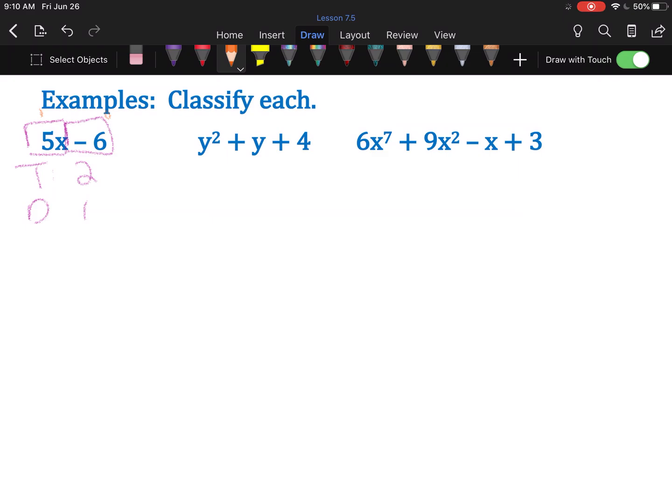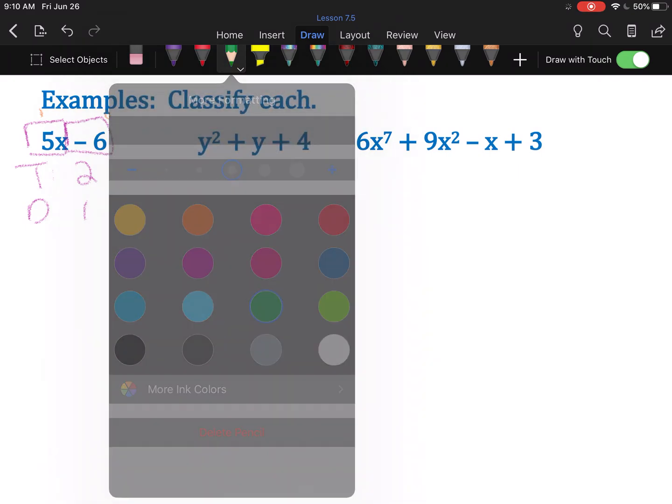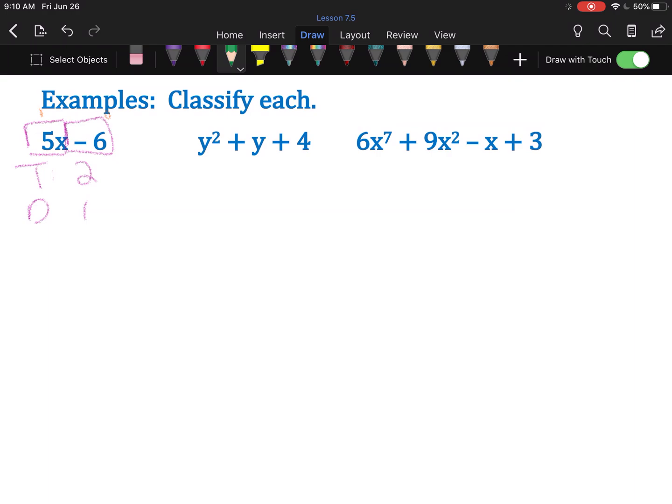So how would we classify this? What would we call it? Okay, it is a linear. Degree 1 is linear. Two terms, binomial. This is a linear binomial. Next example.